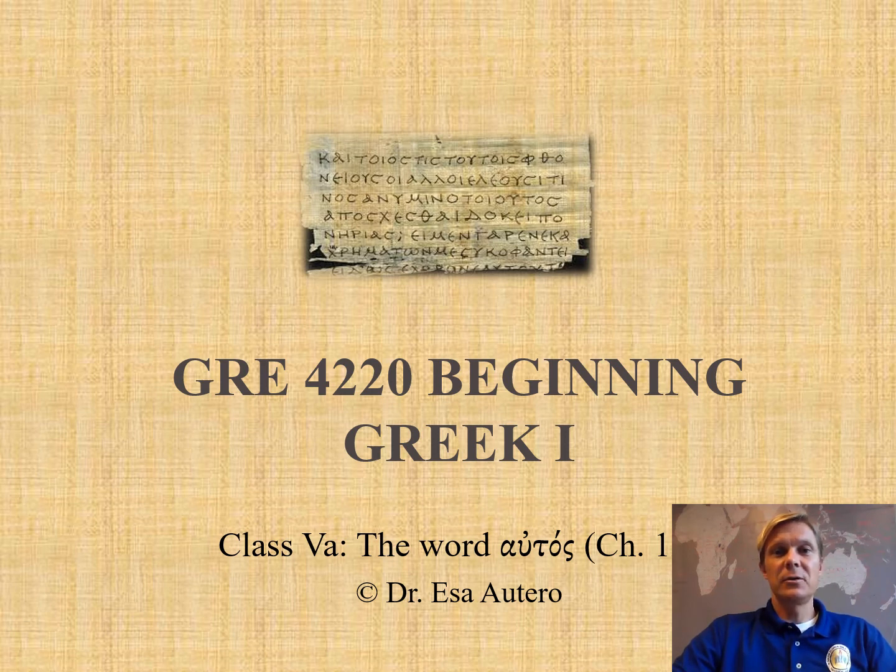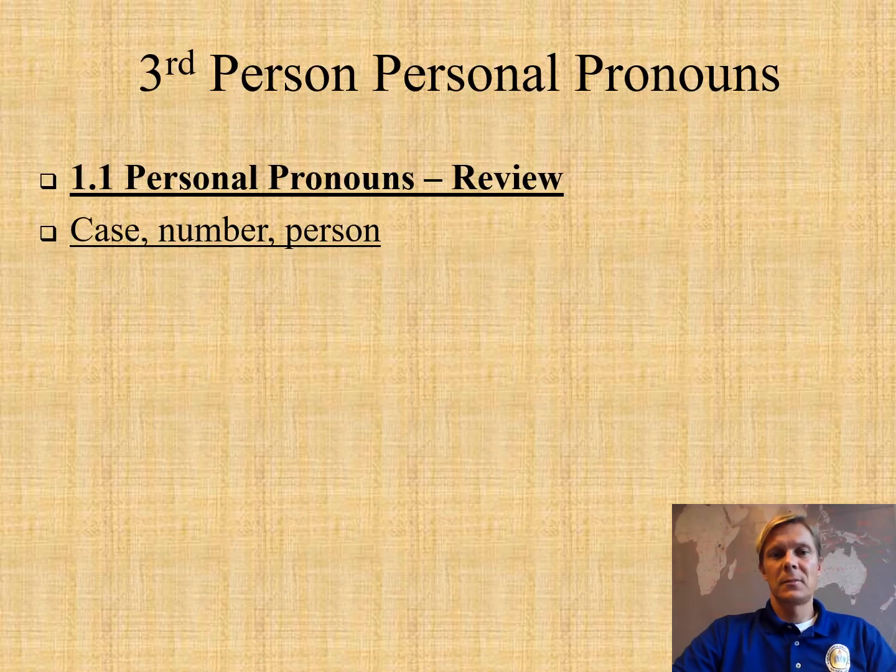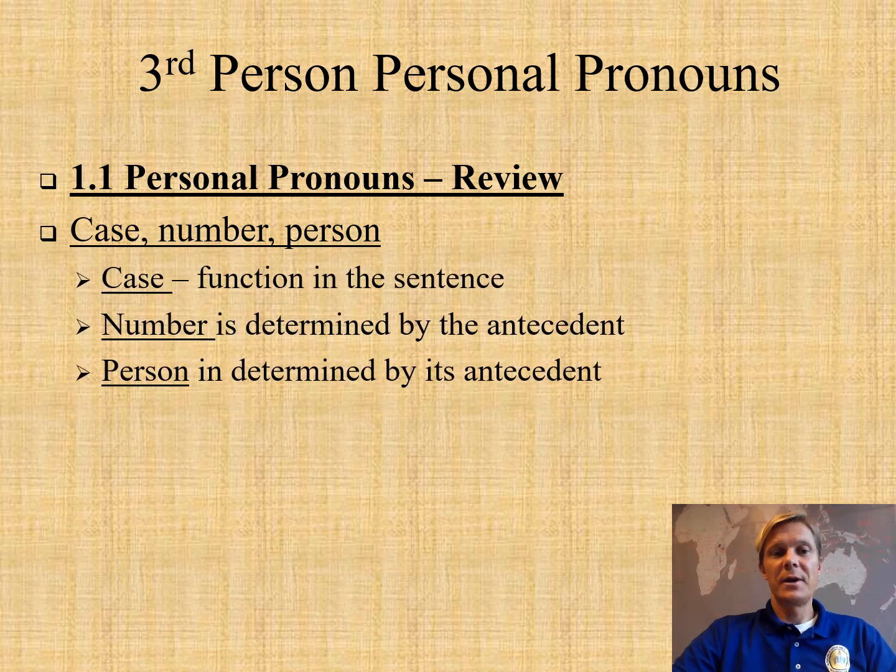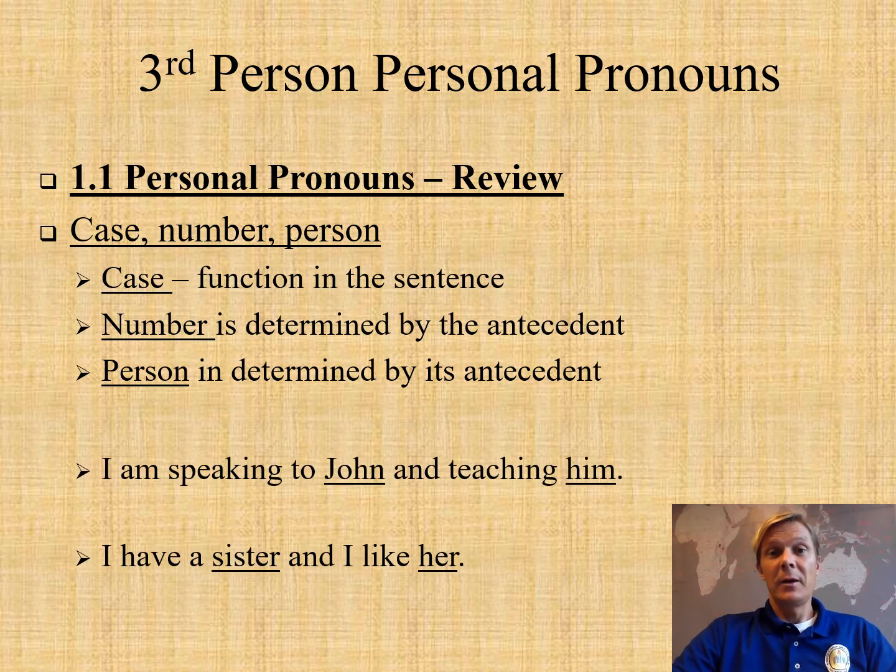Let's continue with Greek. Today we will look at the personal pronoun autos. As a way of review and reminder about case, number, and person of the pronoun: number is determined by antecedent, and so is person, and the case is determined by the pronoun's function in the sentence.